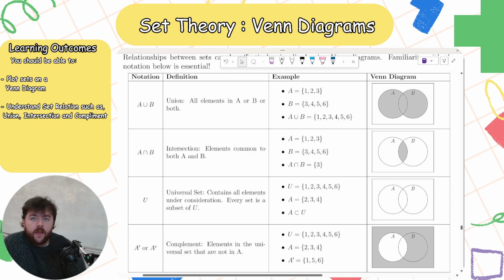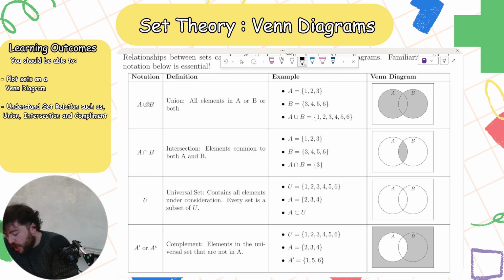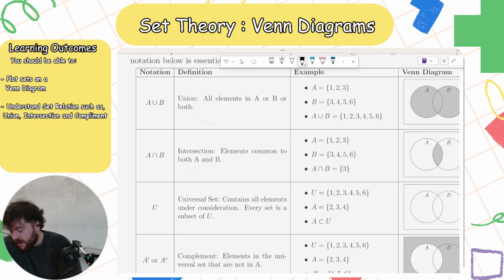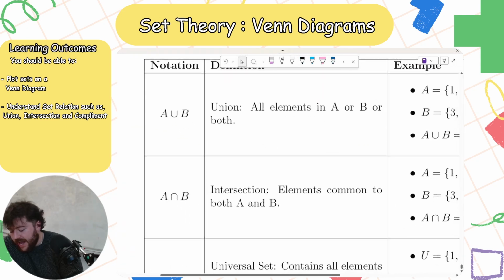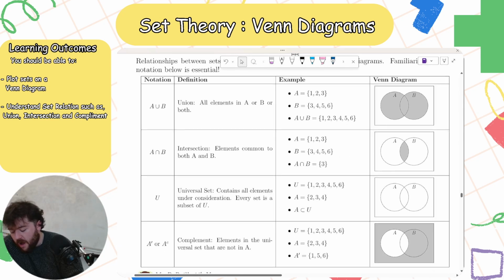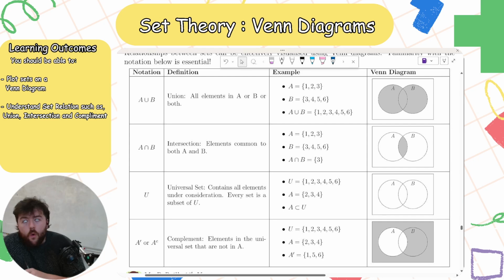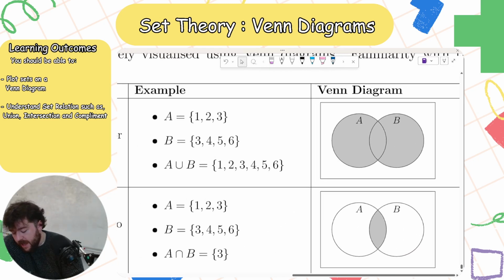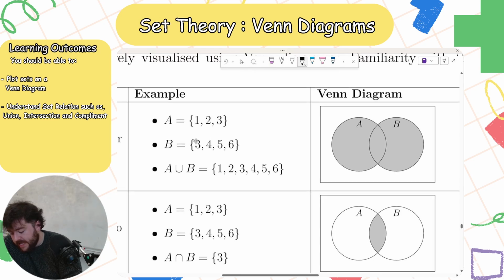So A union B, written A ∪ B. This U symbol means union, and that is all the elements in A or B or both. So it's all the elements in A and B without repetition. For example, A is 1, 2, 3 and B is 3, 4, 5, 6. The union of those two sets would be everything shaded in the Venn diagram.